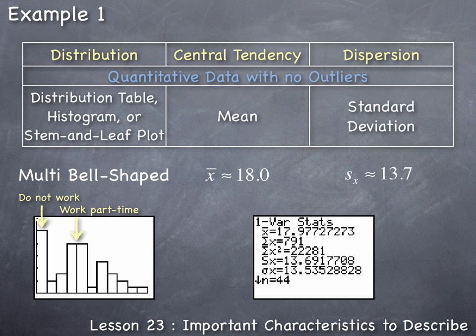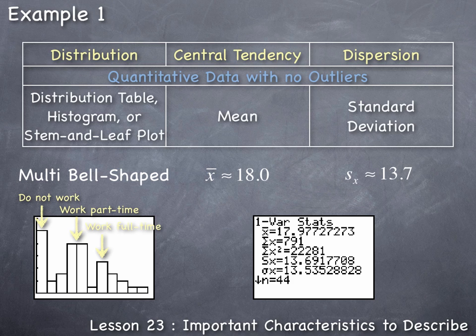And then the third peak occurs in the range of 30 to 35 hours, and then continues on into the 40 up to 50 hour range. And students who work in that 35, 40 hour range are students who are classified as working full-time. So this multi-bell-shaped curve indicates that we've got a group of students who work full-time, and then a group of students who work part-time, and then there's a group of students who do not work.